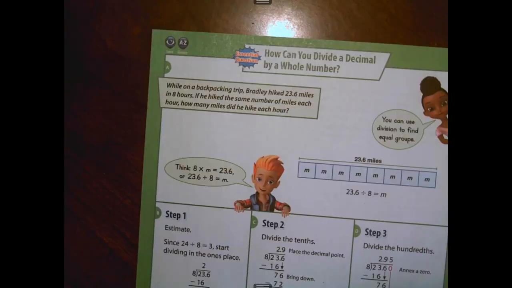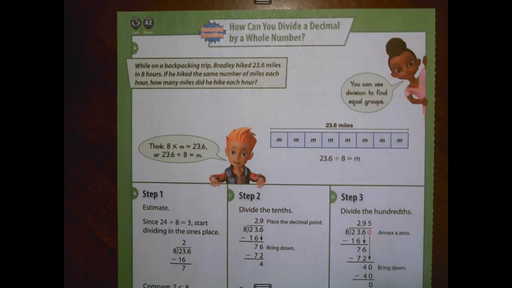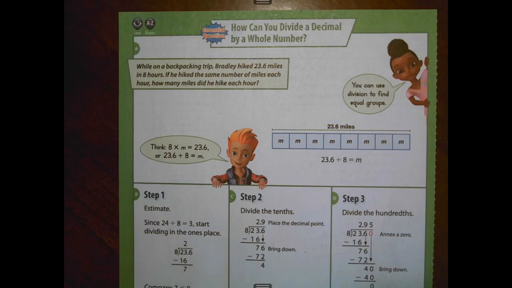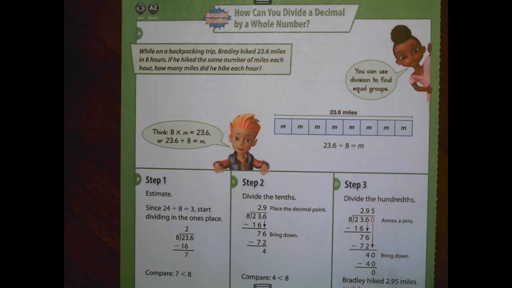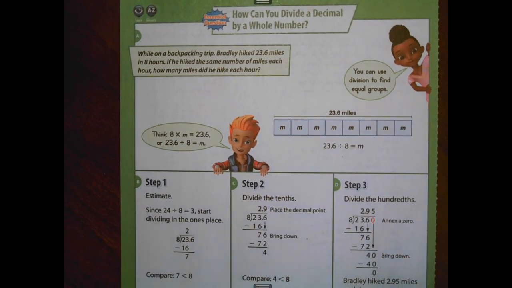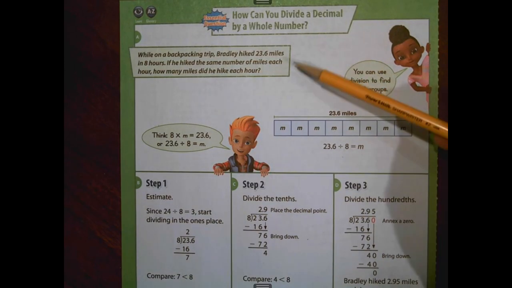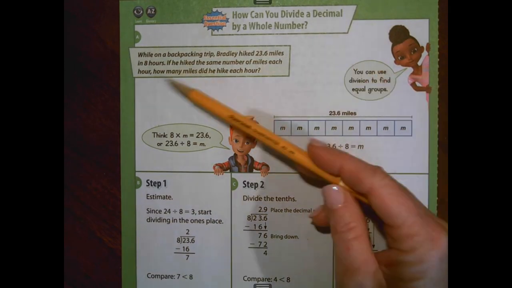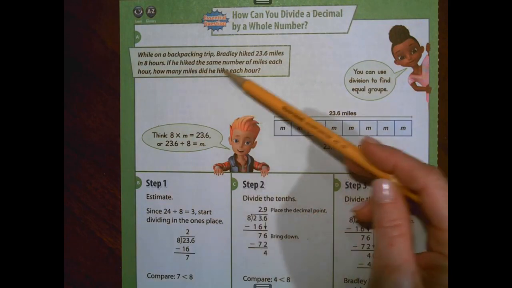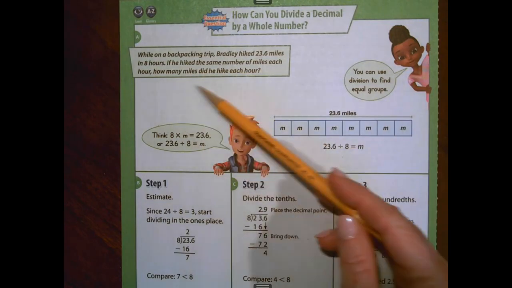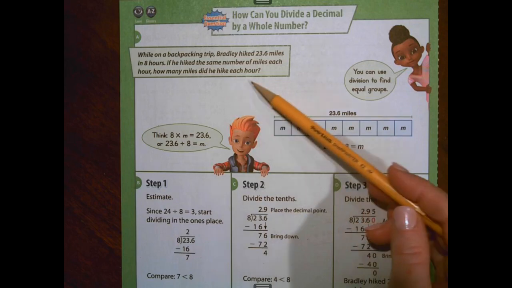All right, let's flip over to page 320. We see our essential question. How can you divide a decimal by a whole number? And we have a visual learning example that's well worth looking at. While on a backpacking trip, Bradley hiked 23 6/10 miles in 8 hours. If he hiked the same number of miles each hour, how many miles did he hike each hour?